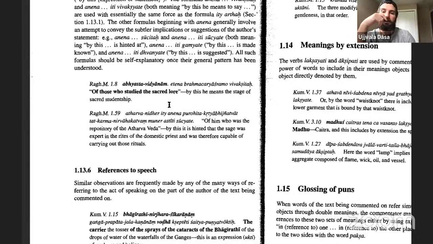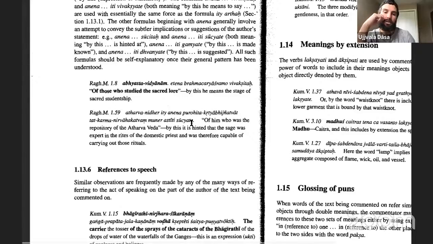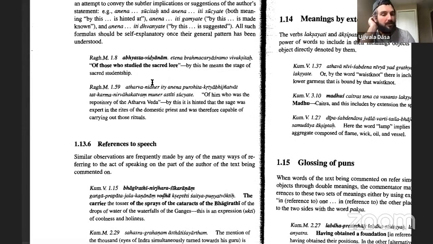Atarva nider iti anena purohita krityabhi ghyatva tat karma nirvahakatvam muner astiti suchyate. I remember going over this one. So atarva nider iti. By the word atarva nider, purohita krityabhi ghyatvat tat karma nirvahakatvam muner asti iti suchyate.